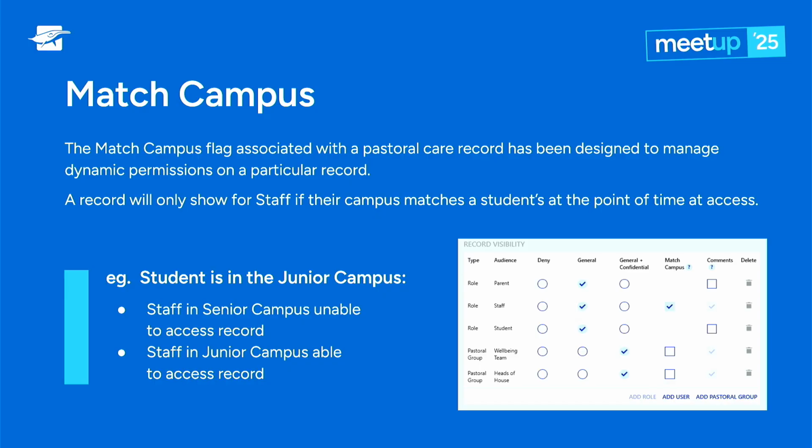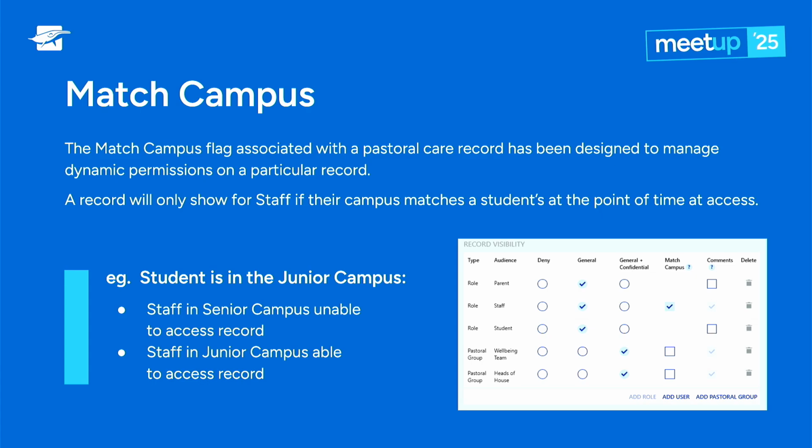So when we look at pastoral care, one of these is the concept of match campus. If you are using pastoral care and you haven't seen this permission or aren't aware of what it does, this becomes really, really important, especially in a school where you're primary and secondary, but even if you are running a middle and a senior campus. What this does is allow you to manage permissions dynamically on a record. That means not all teachers need to see the pastoral records for all students, only those in the same campus as the student. So this might mean that everyone within the primary campus is able to see the students for the primary group.